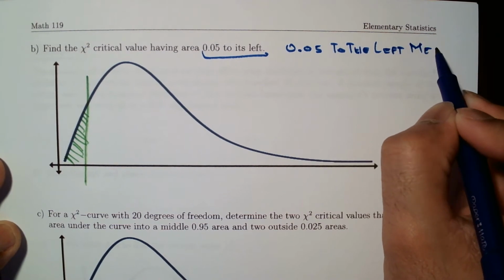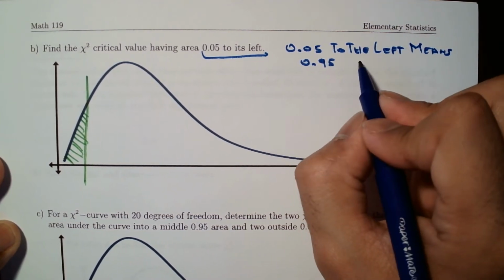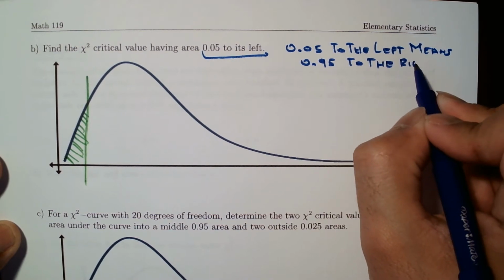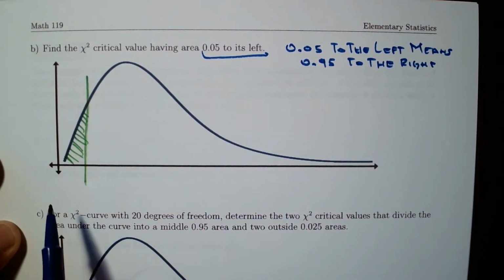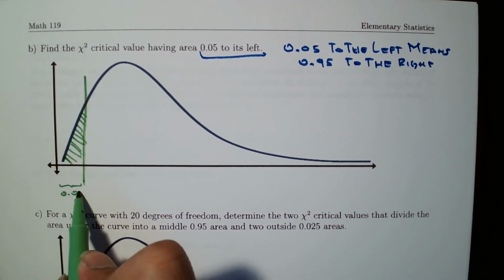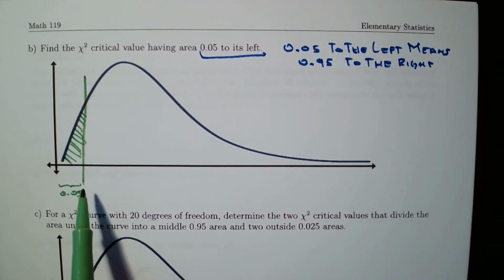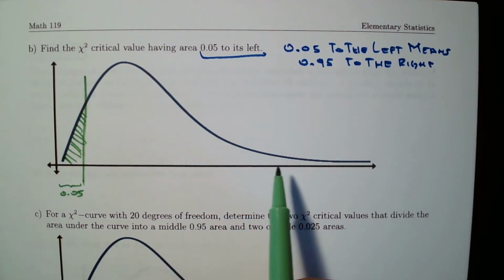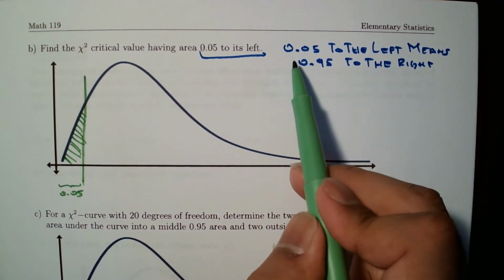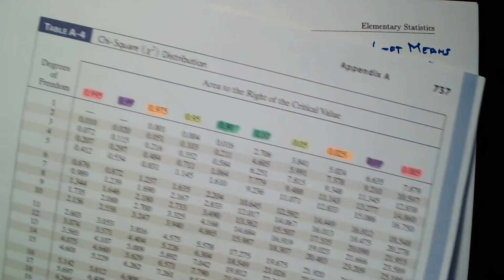0.05 to the left means 0.95 to the right. Because if this little chunk is 0.05 from the left, the remaining would be the complement of 0.05. And what's the complement of 0.05? Yes, 0.95.